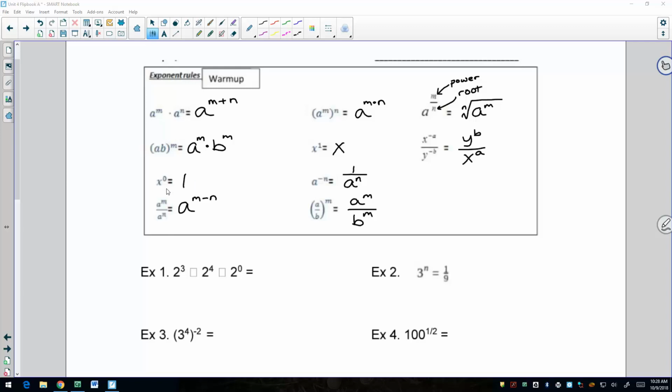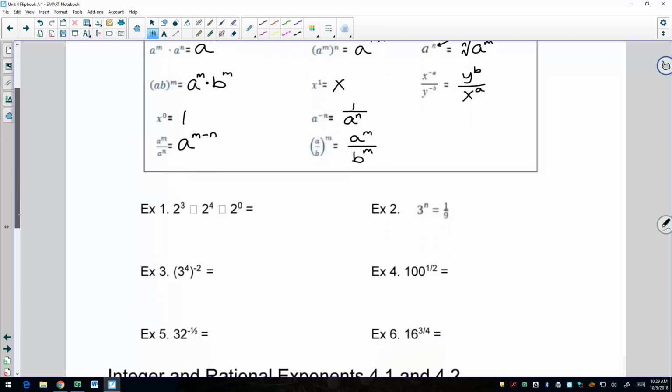Last one. Anything to the 0 is 1. Any number in the world to the 0 power is 1. And I will show you in class an example of why that is. And you do need the rule right below it to understand why this is 1. So in class, I will show you an example and make sure you understand this one because that's what we're going to need to prove why anything to the 0 is 1. So when you're dividing two bases that are the same, you can just subtract their exponents.